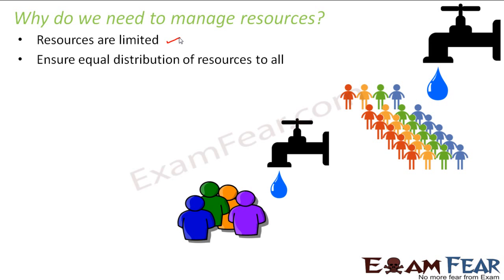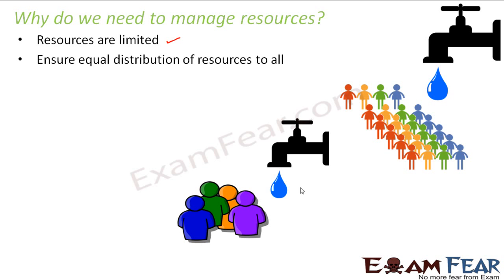Secondly, we have to ensure equal distribution of resources to all. For example, you would have seen that in certain localities where there is scarcity of water, water vans come to supply water. As soon as the van comes, everybody runs with a bucket to get some water, right? Now, if the first person who comes gets all of the water, what will happen? The people who come after him will not get any water. But that is not correct. Everybody should get an equal amount of the resource.